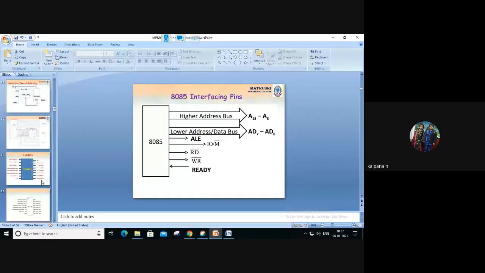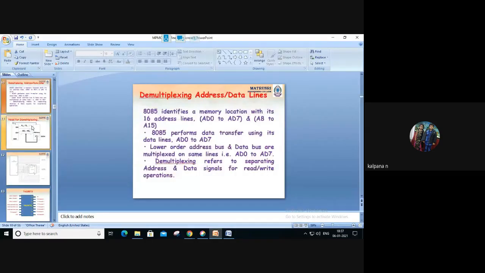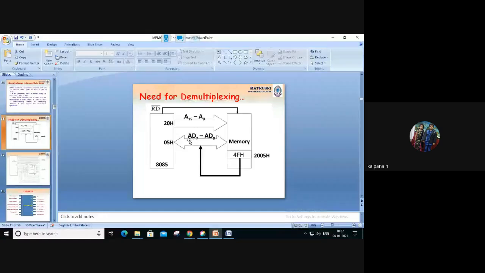Next. So here AD0 to AD7 pins are multiplexed. Multiplexed means what? For one pin, two operations are done. Here one pin is what? Any one pin, suppose pin number 20. Pin number 20 is what? AD0. So A stands for what? Address. That is one separate function. And D stands for what? Data. So that is also separate. But these two functions are enabled for only one pin.